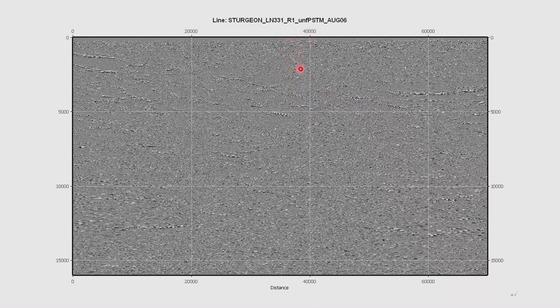So I guess my point here is that there are lots of different ways to interpret the seismic data, and it can be interpreted multiple ways, so you have to be a little bit careful of what interpretations people come up with. Okay, that's it. That's the last slide.